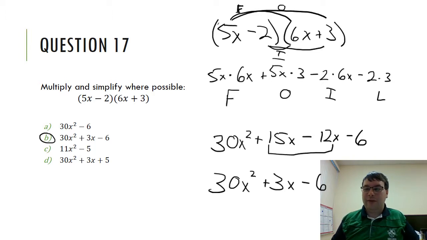At this point, I look to see, do I have any like terms? And the answer is yes. Yes, I do. Right here in the middle. Because they're both like terms. They both have x to the first degree. So we're going to combine those coefficients. I have 30x squared plus 15 and negative 12 gives me 3x. And then minus 6 just goes along for the ride. I ask myself, do I have an answer choice here? And the answer is yes. Yes, I do.